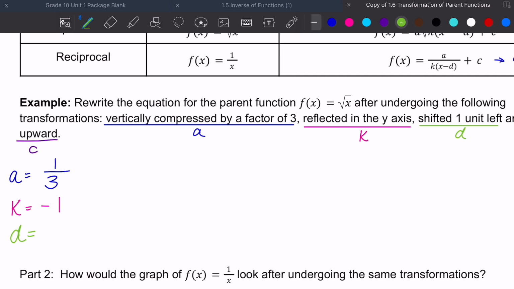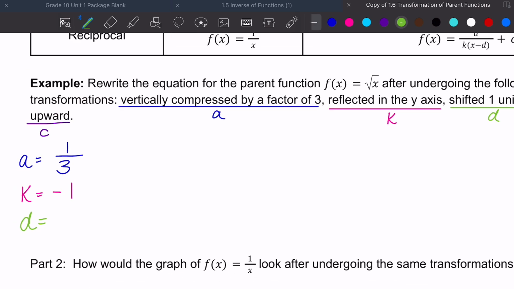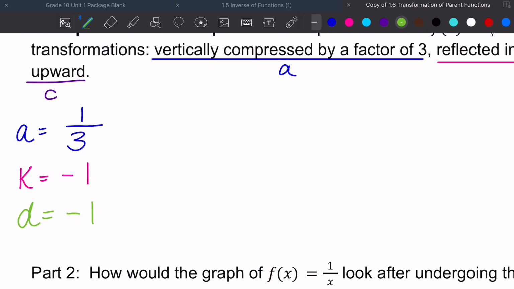So we have to think, is that positive or negative for my D value, if I'm going left? Is that going to produce a negative D or positive D? Positive. Oh, I heard different. It's going to be negative. So this is a -1. And then lastly, your C, your shift up or down. We said it's upwards, so this is just going to be +5.